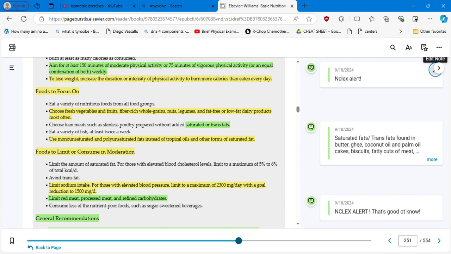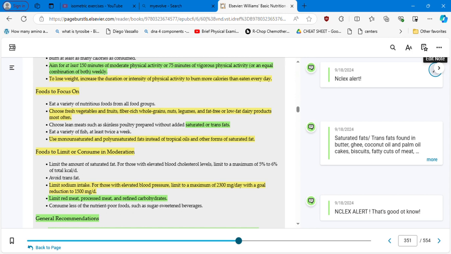Also, you have to choose lean meats and prepare them without added saturated fats or trans fats. So you're going to have chicken fried in butter or margarine? That's no. You can bake the chicken and use extra virgin olive oil, right? Use monounsaturated and polyunsaturated fats instead of tropical oils. To the garbage. Throw to the garbage your canola, your vegetable oil, your corn oil. Garbage. It has to be extra virgin olive oil, period.